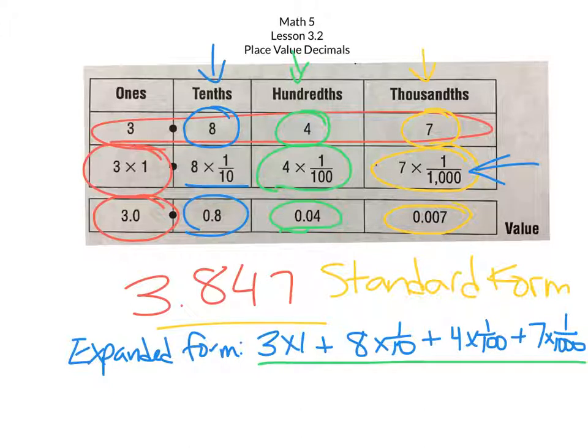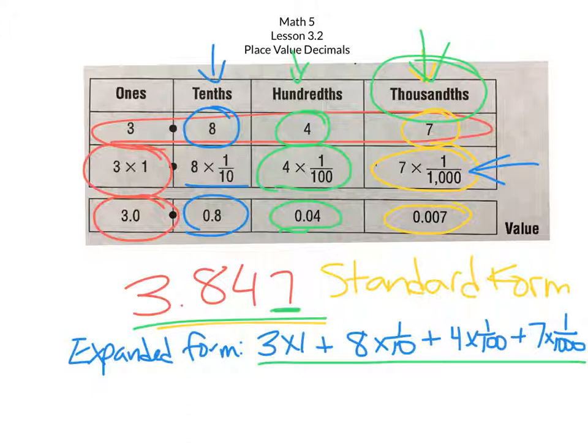Make sense? How would you say this in word form? You guys practice this. I would say what? Just look at this and let's say it together. 3 and, whenever you see the decimal, you say the word and. 3 and 847. There's still another word you're missing. You have to say what place value it is. 847 thousandths, because the very last number is what place value you say out loud. So that's how you say thousandths. 3 and 847 thousandths.